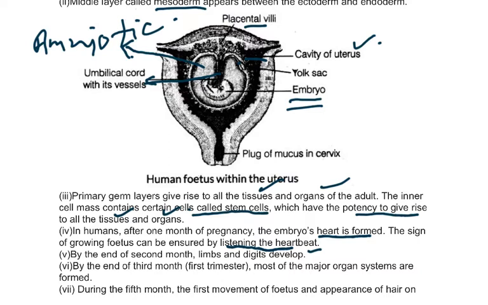By the end of the third month, or the first trimester, we divide the pregnancy, the duration of 9 months, into 3 trimesters of 3 months each. So in the first trimester, the major organ systems are formed. During the fifth month, the movement of the fetus will start.